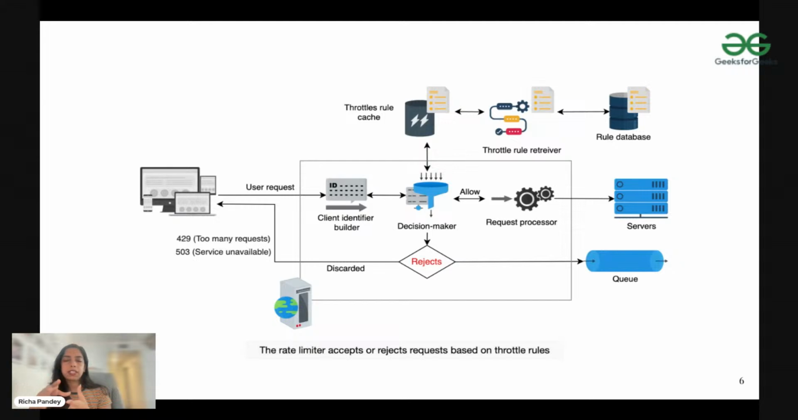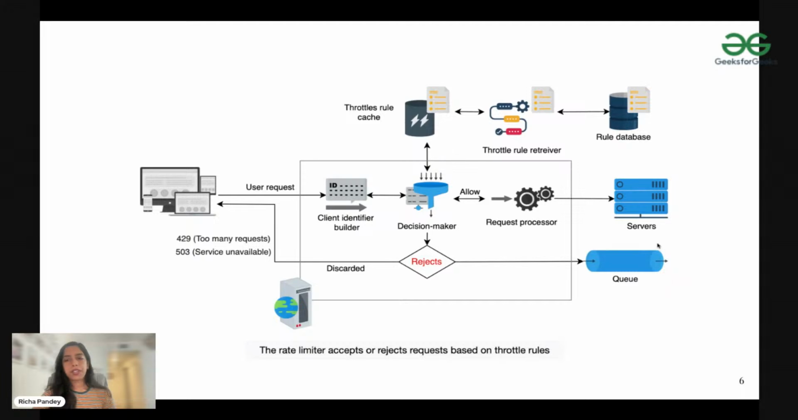So a queue basically serves as a storage mechanism. And why are we using a queue? A queue is basically first in first out. So it helps us process requests in the same order that they came in.